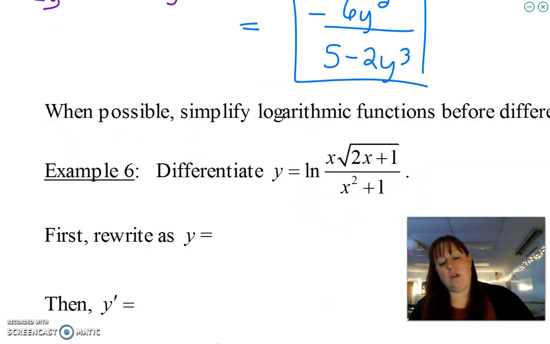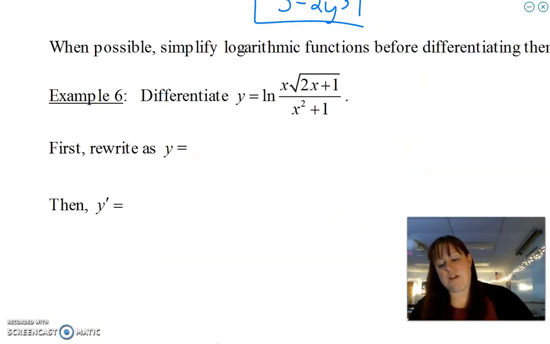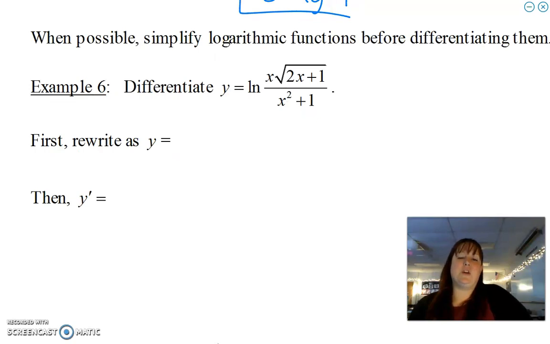Okay. Now, we have a look at this one and you freak out because you're like, okay, here's the monkey wrench. I knew it was too easy. Well, do you really want to try to differentiate that? You really want to do a product rule and then a quotient rule and you want to square that bottom? Like, that's going to be awful.